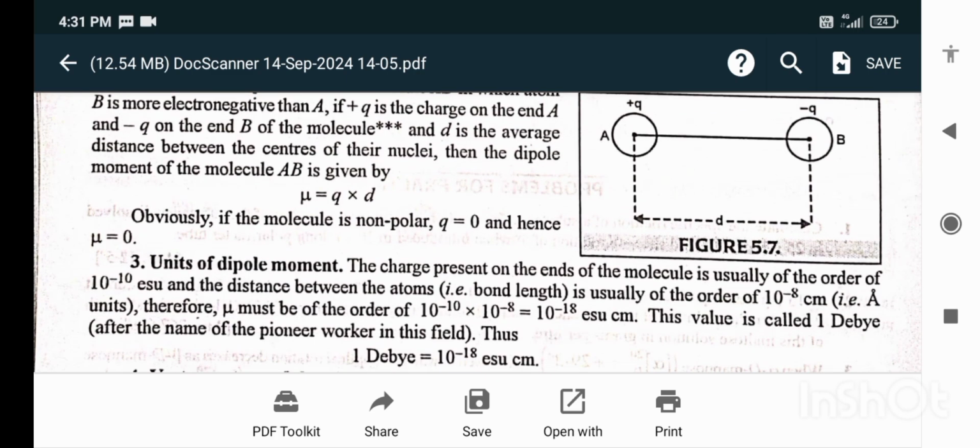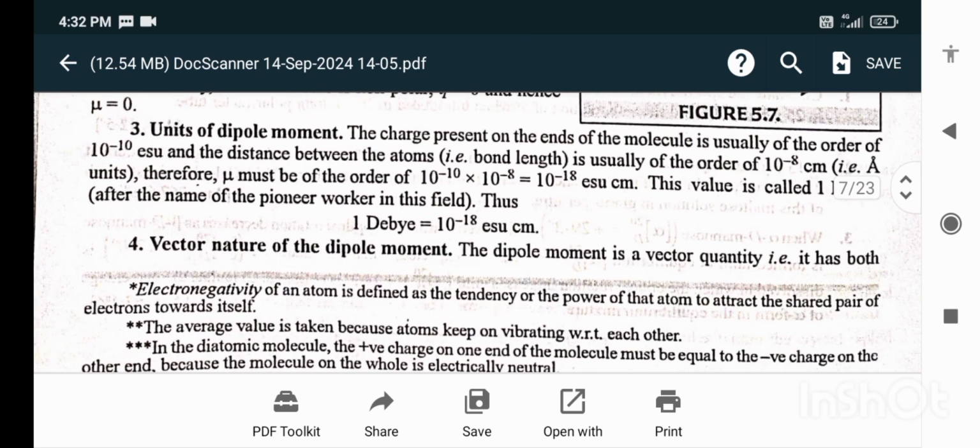Obviously, if the molecule is nonpolar, Q is equal to 0 and hence mu is equal to 0. Units of dipole moment. The charge present on the ends of the molecule is usually of the order of 10 raised to the power minus 10 ESU, and the distance between the atoms, that is the bond length, is usually of the order of 10 to the power minus 8 centimeter, that is angstrom units. Therefore, mu must be of the order of 10 raised to the power minus 10 into 10 raised to the power minus 8, which is equal to 10 raised to the power minus 18 ESU centimeter. This value is called 1 Debye, after the name of the pioneer worker in this field. Thus, 1 Debye is equal to 10 raised to the power minus 18 ESU centimeter.